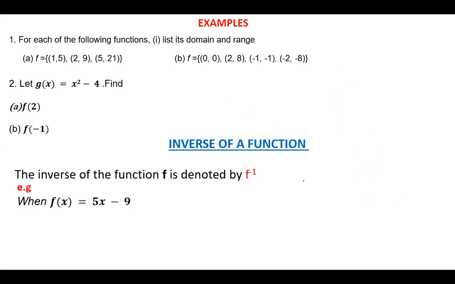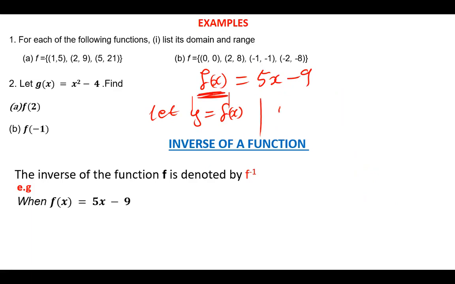So let's look at an example. You have this example to say f of x is equal to 5x minus 9. Then find the inverse of this function. The inverse of this function is simply found by first equating f of x to y. So we say let y be equal to f of x. While there's f of x there, we can replace it with y. So y will now be equal to 5x minus 9.